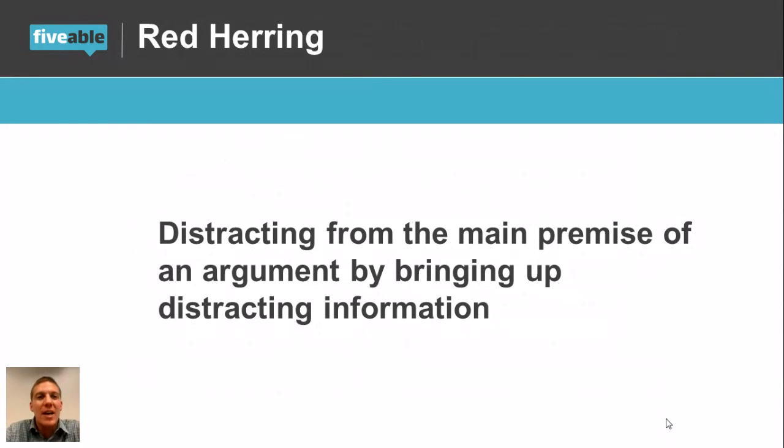So the first type for tonight is called the red herring. Now, this is one of the most commonly referenced logical fallacies. I hear adults all the time saying that's a red herring, even though I've never heard them labeling any other logical fallacy. I think they just kind of like it. It makes them sound smart. So here's red herring. It is a very commonly used logical fallacy. Distracting from the main premise, remember premise is a claim, so distracting from the main premise of an argument by bringing up something that's distracting information.